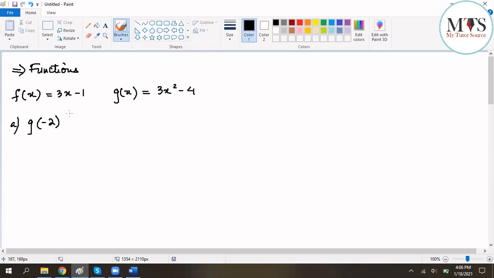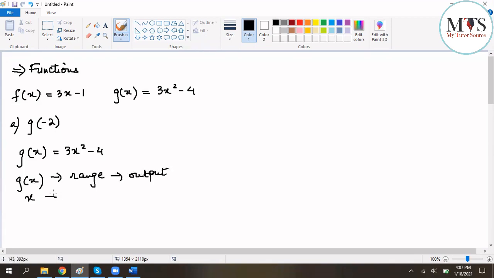First thing you need to know about functions is that, in our case, for example, we're talking about g of x, 3x squared minus 4. G of x is your range, or in simpler words, output. X is your domain, or input. Okay? So if they ask you to evaluate any function and they've given you the value of the domain, what you would do is simply plug in the value in the function.